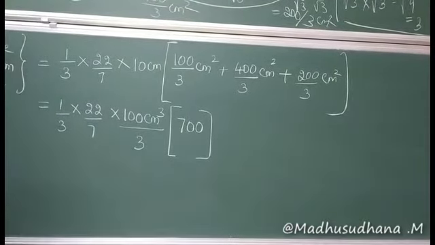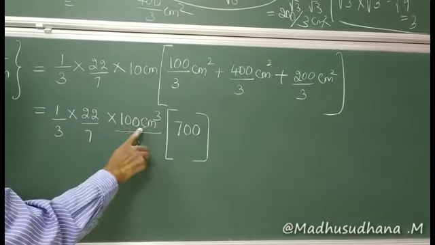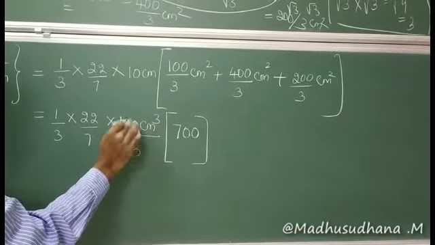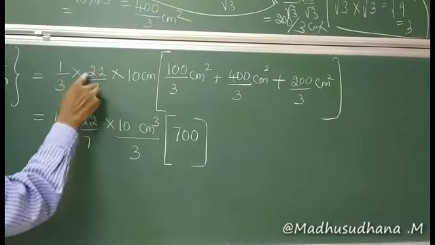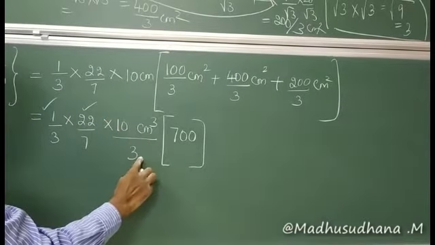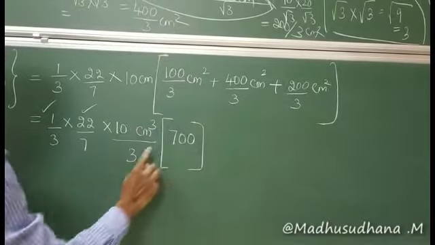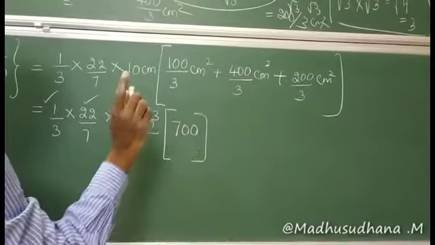So how to cancel now? This is 10. How did I write this 100 here? I have made a mistake here. This is 1 by 3 multiplied with 22 by 7, so here I am right, 10 centimeters. This is 3, the common denominator I have written here, and 400, 4, 5, 6, 7 gives 700. I am right here.